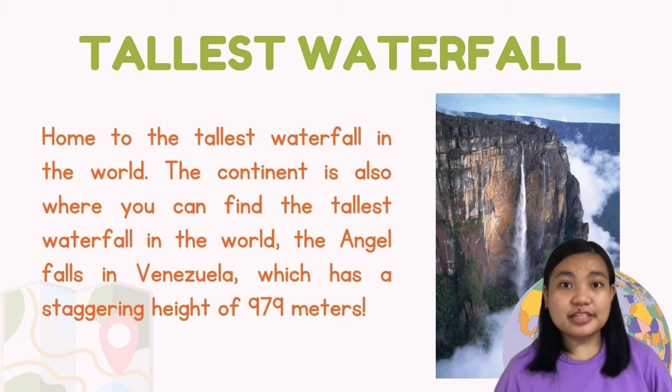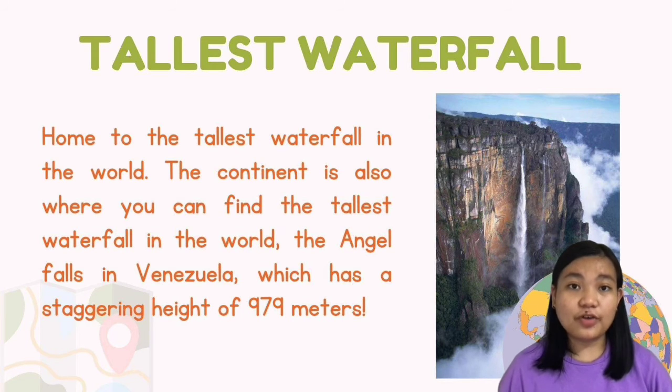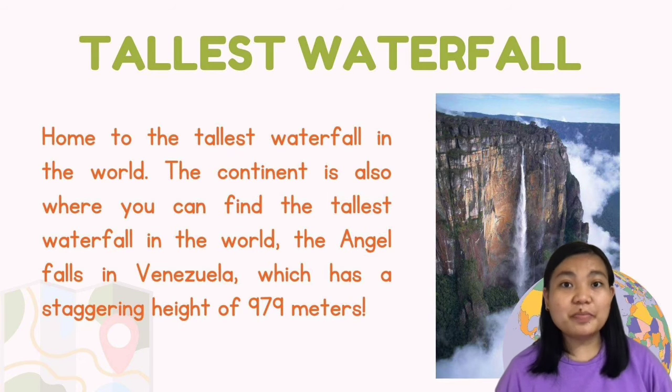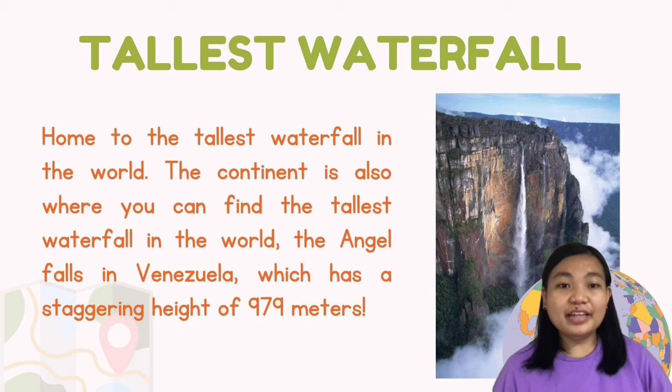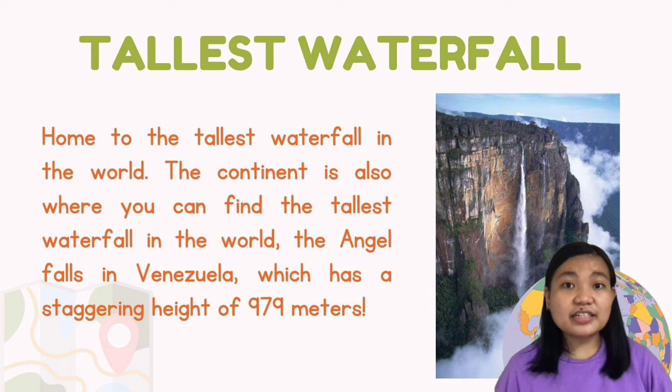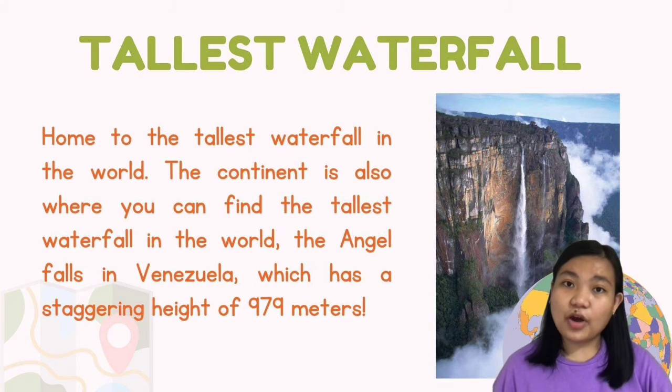South America is also the home of the tallest waterfall in the world, the Angel Falls, also called Salto Choronmeru in Venezuela. It has a staggering height of 979 meters. Angel Falls is the highest uninterrupted waterfall in the world and is also a part of one of the longest rivers in South America. Angel Falls was named for James Angel, an American pilot who in 1933 was the first aviator to fly over the falls.